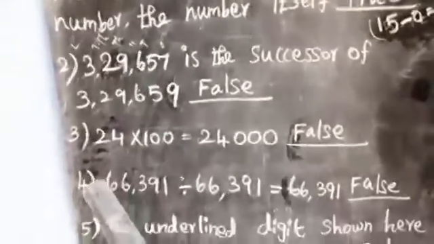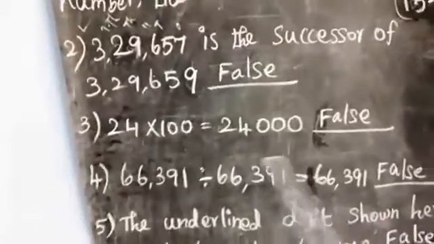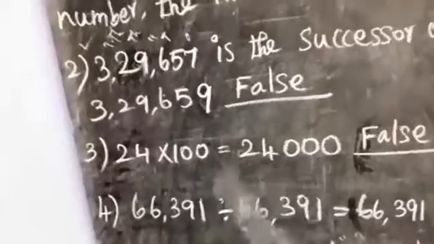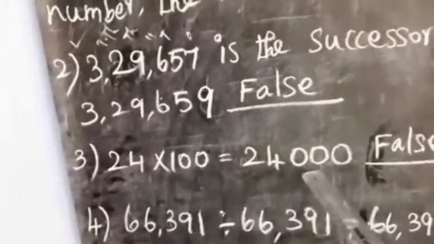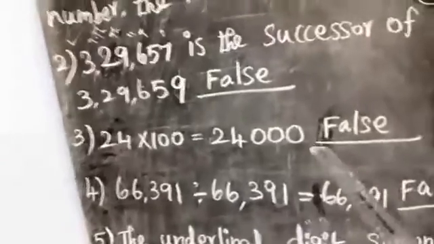So that is false. F-A-L-S-E, false. The third one, 24 into 100 is equal to 24,000. No, 24 into 100 is equal to 2,400. Here 24,000 is given, so the statement is false.